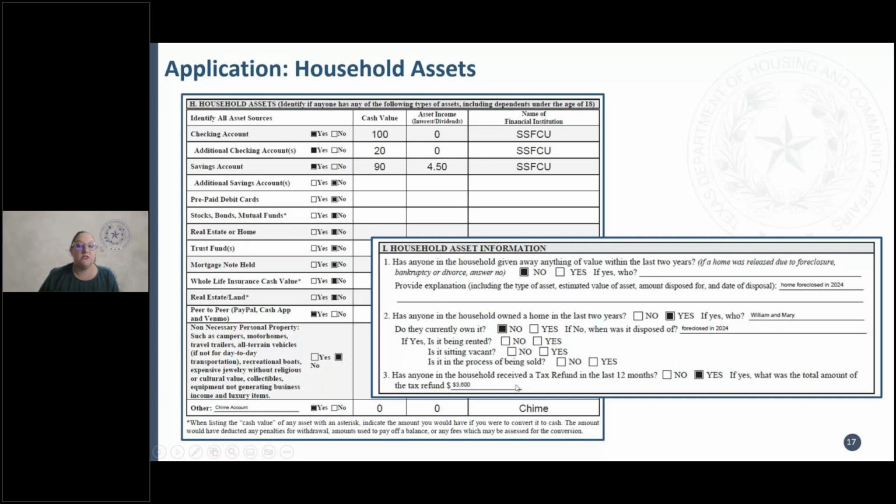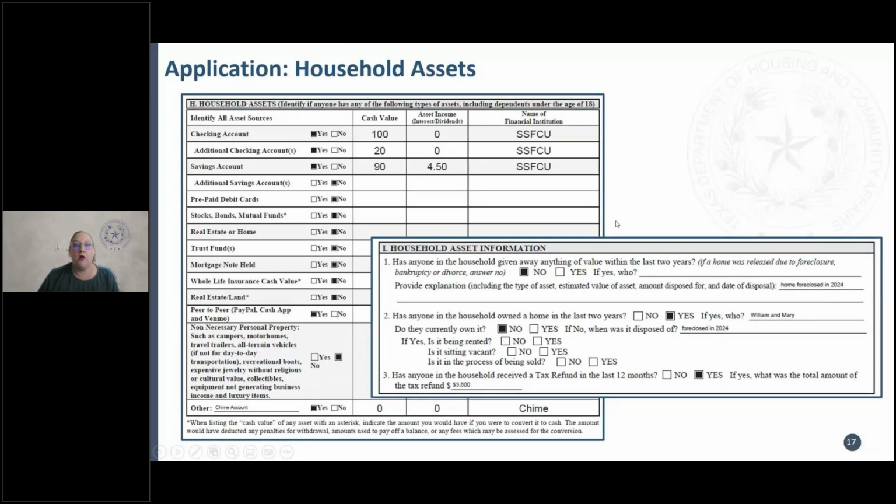And then the household received a tax refund in the last 12 months. So they're telling us that $3,600 was the amount they received. So if their net family assets is not going to equal 0, then we would need to deduct that tax return. And we're going to look at that as well.